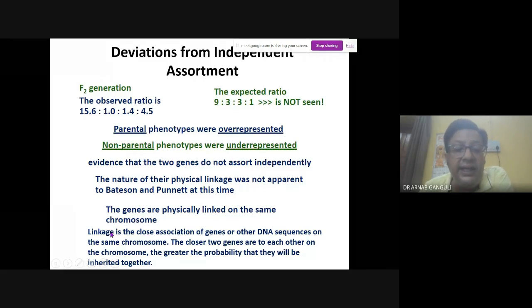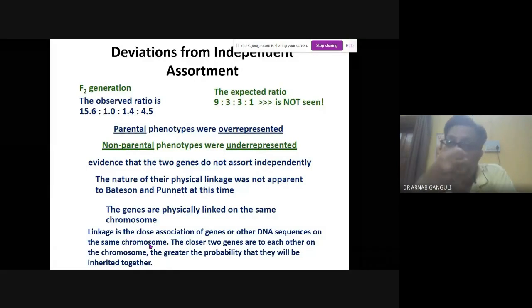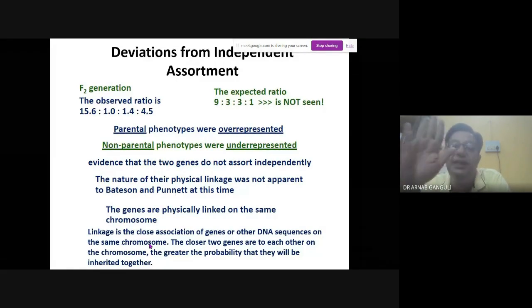So linkage is the close association of genes or other DNA sequences on the same chromosomes. The closer two genes are to each other on the chromosomes, the greater the probability that they will be inherited together. So the closer the two genes are to each other, the chances are in the next generation they will go together. Physically it holds them together, like two points on a thread: the closer they are, the more they stay together; the farther apart, the easier the thread breaks and they go to different places. Closer genes go together; separation is not impossible, but it is less likely.